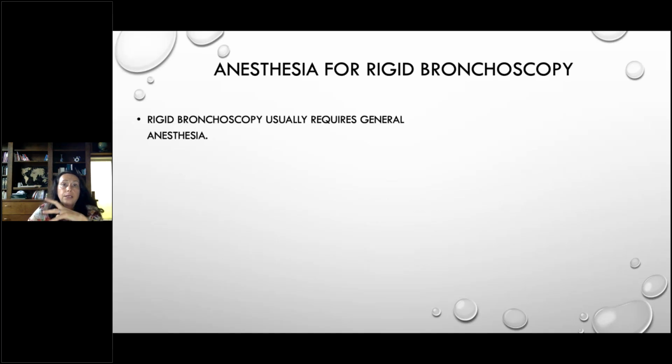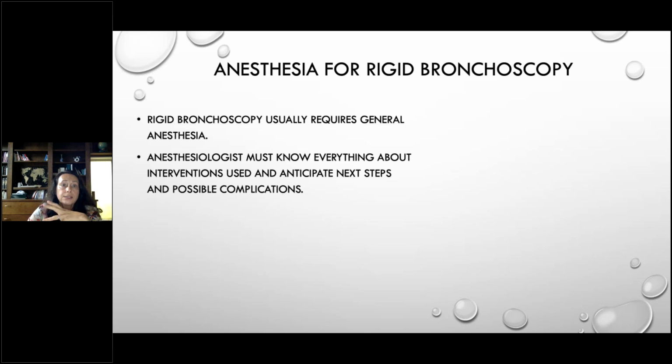Anesthesia for rigid bronchoscopy. It is usually general anesthesia. And it is very important for anesthesiologists and the bronchoscopists to be on the same page, to understand what each one of us is doing, to anticipate the next step and to anticipate possible complications. The teamwork and trust are of utmost importance.